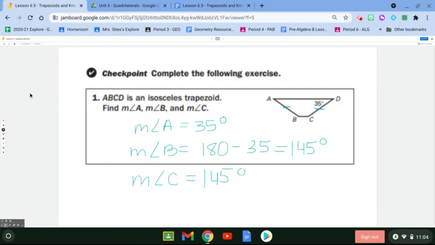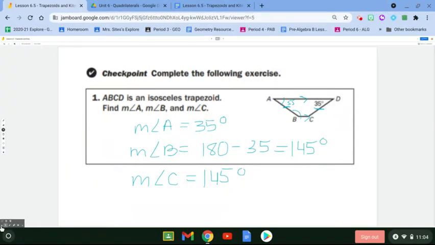All right, let's see if you got those right. The measurement of angle A has to be 35 degrees because base angles are congruent in an isosceles trapezoid. We also know in an isosceles trapezoid, because we have one set of parallel lines, that angle A and angle B would have to be supplementary angles because they would be same side interior. So we could do 180 minus the 35 that you found for angle A to get the measurement of angle B to be 145 degrees. And then the measurement of angle C would also have to be 145 degrees because they are also congruent base angles.